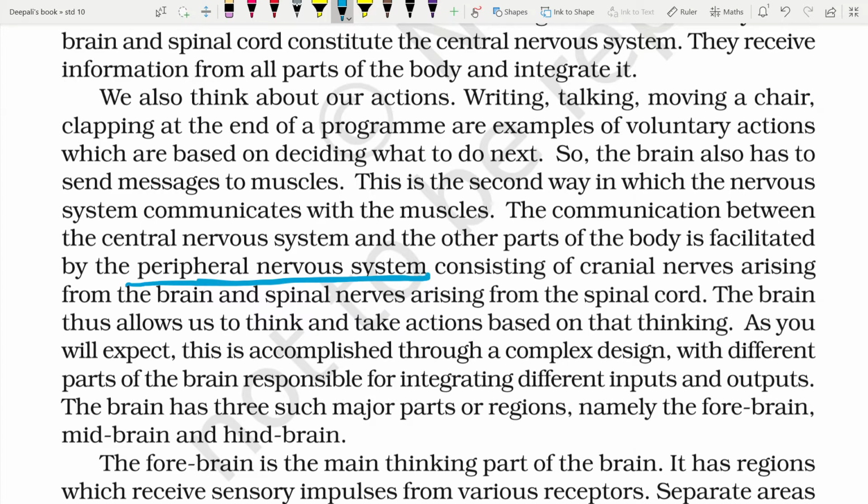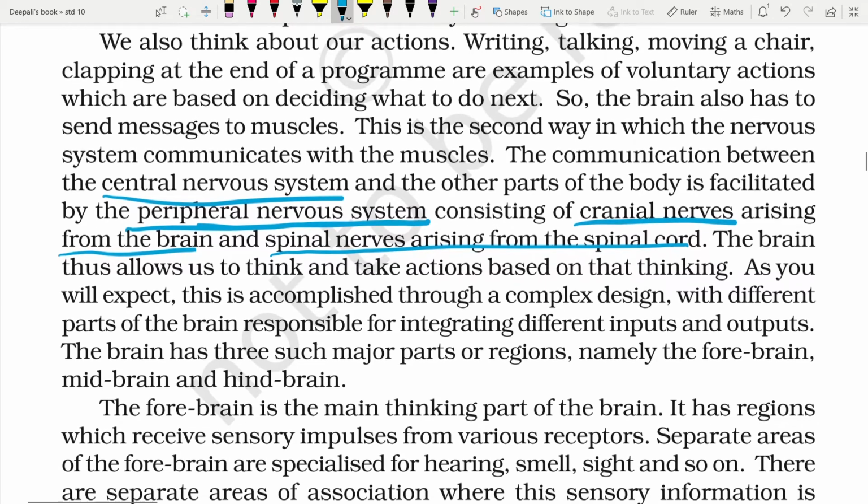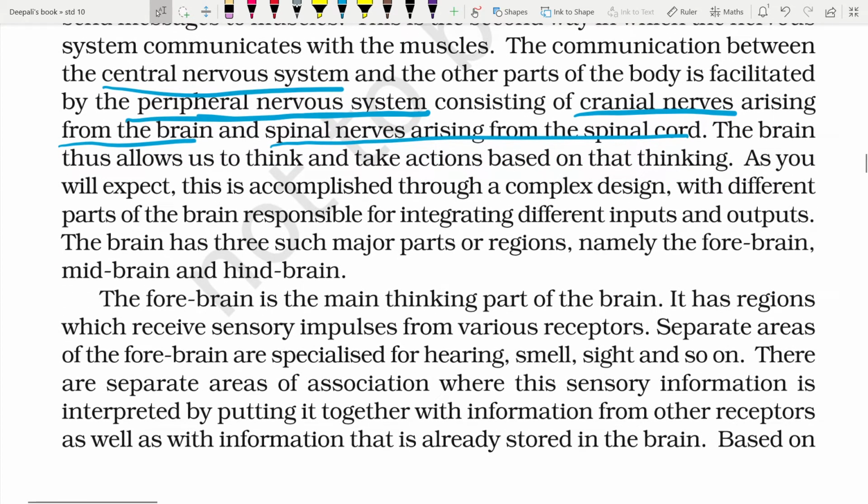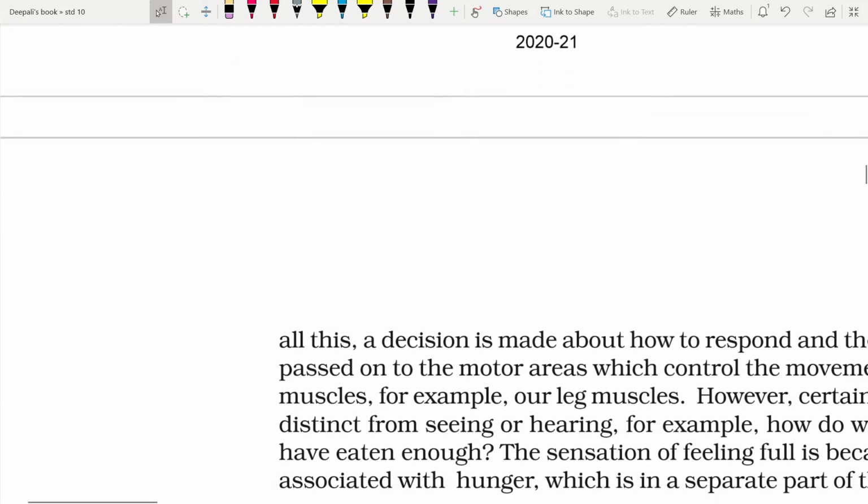We understood what the peripheral nervous system is, consisting of cranial nerves arising from the brain and spinal nerves arising from the spinal cord. The brain thus allows us to think and take action based on that thinking. As you will expect, this is accomplished through a complex design, with different parts of the brain responsible for integrating different input and output. The brain has three major parts or regions, namely the forebrain, midbrain, and hindbrain. So let us study this brain in detail now.